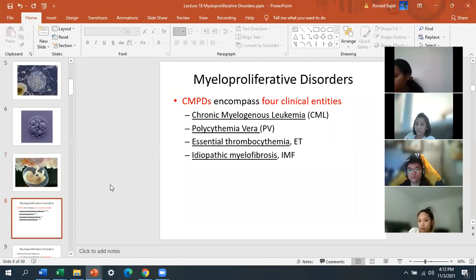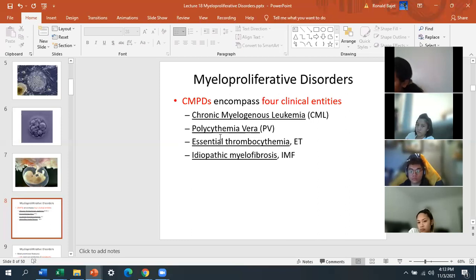So chronic myeloproliferative disorders encompass 4 clinical entities, and you need to know this. The chronic myelogenous leukemia for the white blood cells, polycythemia vera for the red blood cells, essential thrombocythemia, which is ET, which is the platelets, and idiopathic myelofibrosis. So CML is the leukemoid or involves the white blood cells.